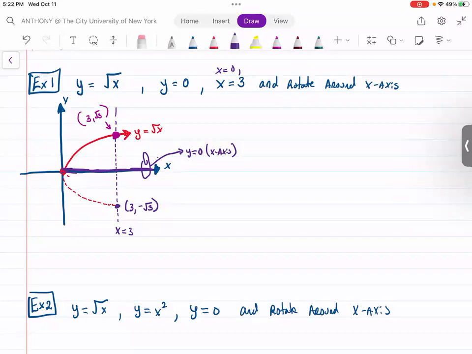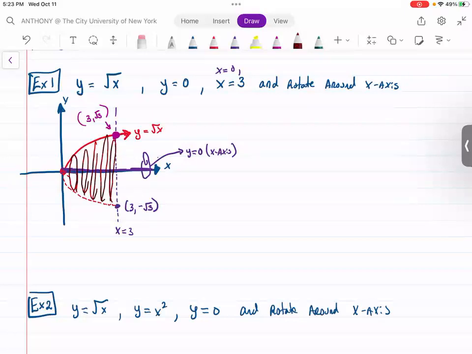So let's think about our rotation now. If you're rotating this, what do I essentially have here? We have a bowl. It sort of looks like a bowl, sort of like an acorn, right? Bowl or acorn. So what method do you think I could use? A disc, a washer, or a shell?